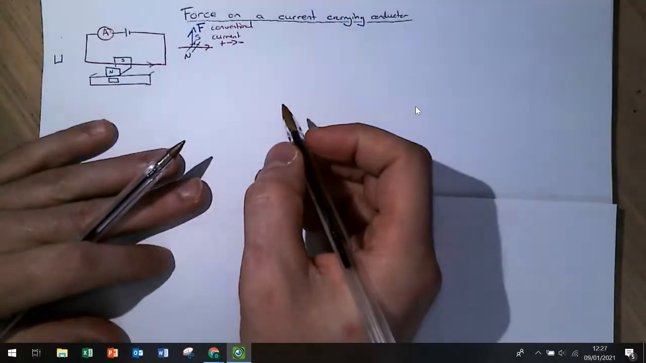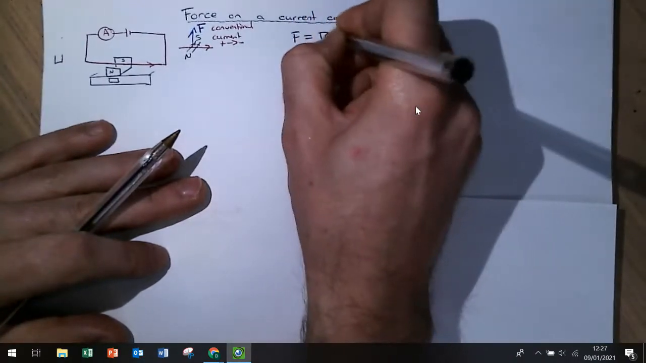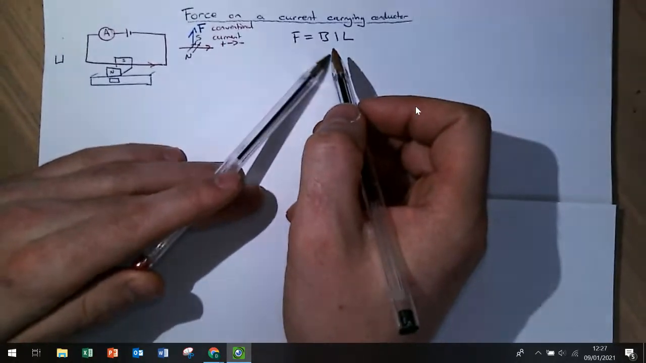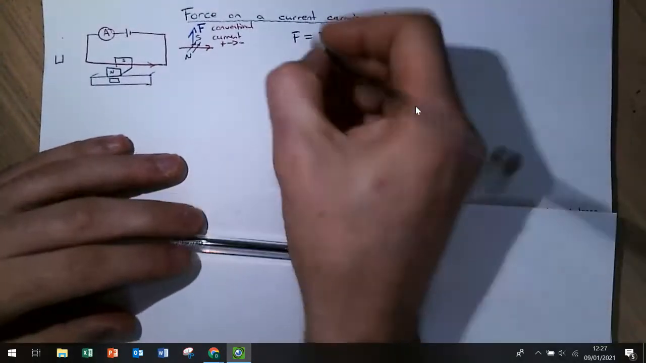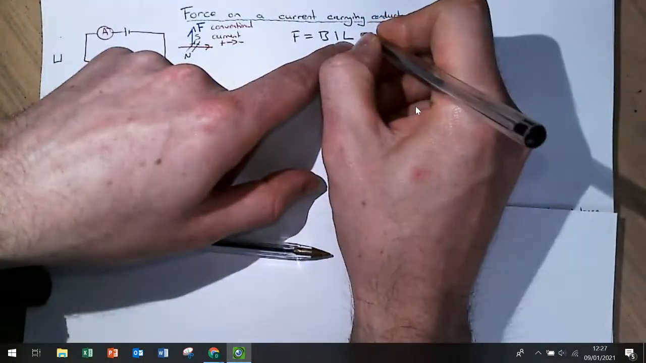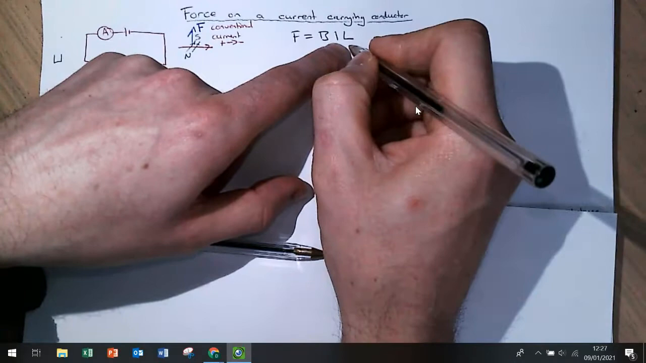So what is the size of this force? Well, it's given by the equation F equals BIL. This is given on the formula sheet, but usually students remember this because it spells BIL, and that's obviously very easy for students to remember. So F stands for force, and that's in newtons. L stands for length in meters. I stands for current in amperes.